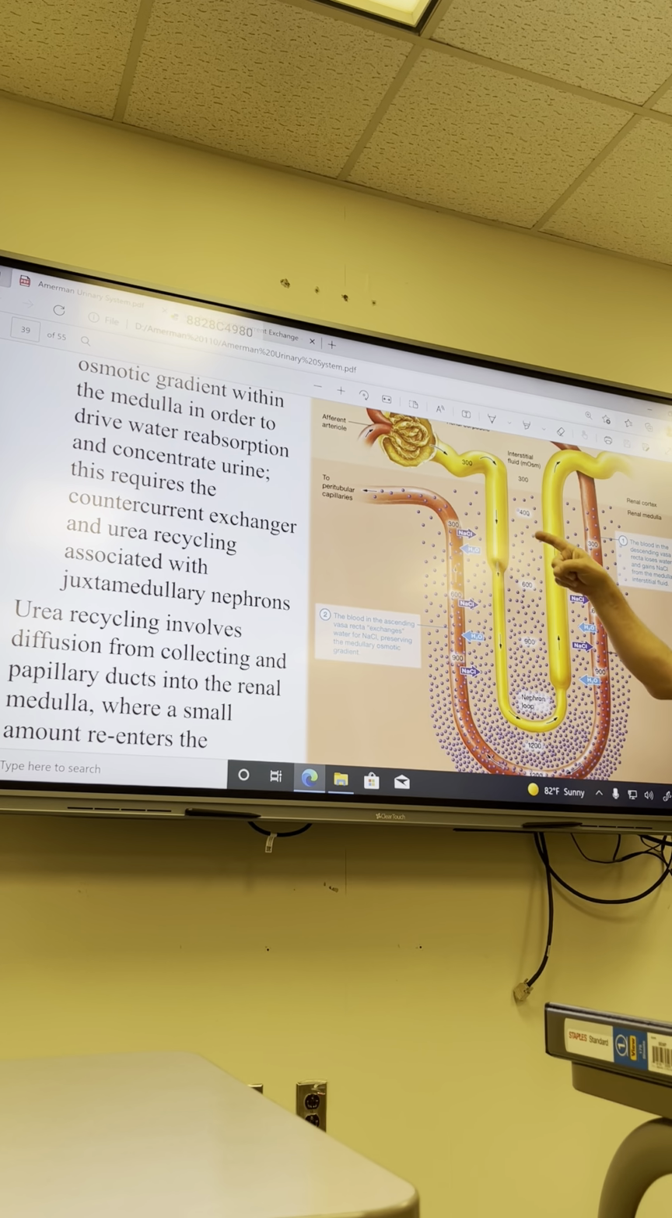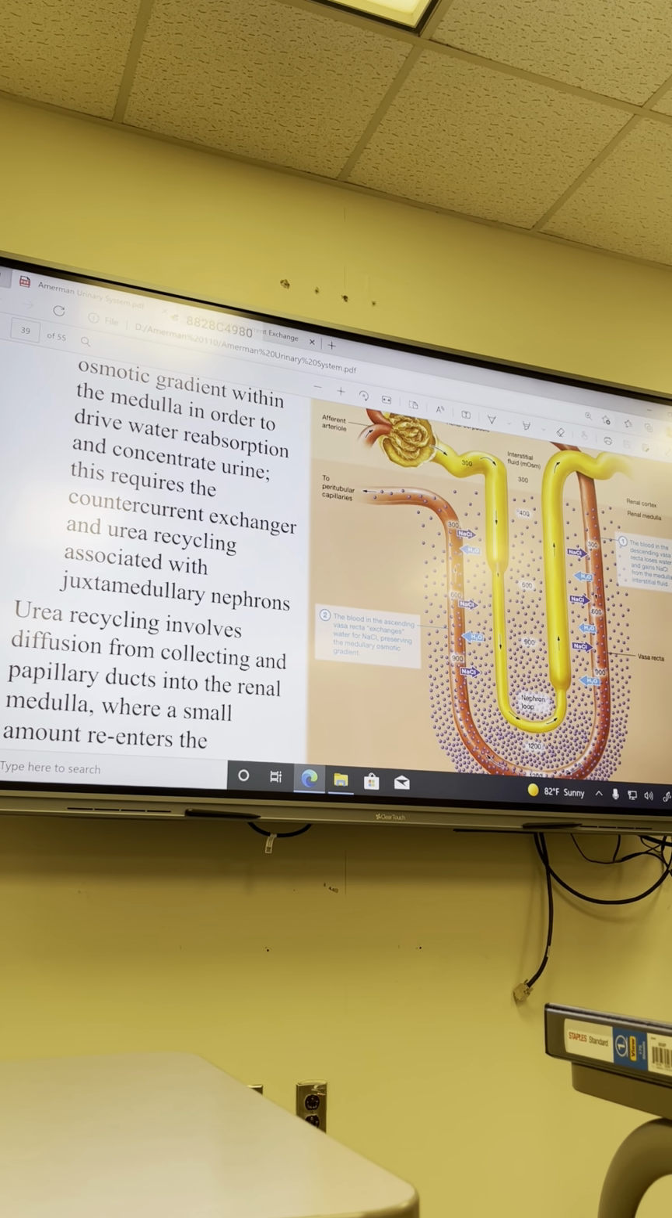If the blood were flowing in the same direction as the filtrate were flowing, as we would go down here and we start to pull things out, then the blood itself would start to become more dilute as we go down, right? And it would wash out any kind of concentration gradient that would happen. But fortunately, the only reason this works is that the filtrate and the blood flow are going in opposite directions.